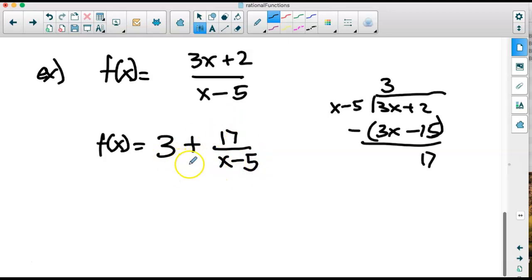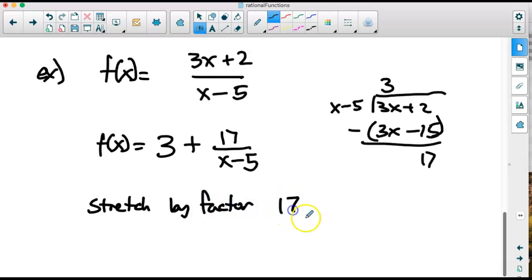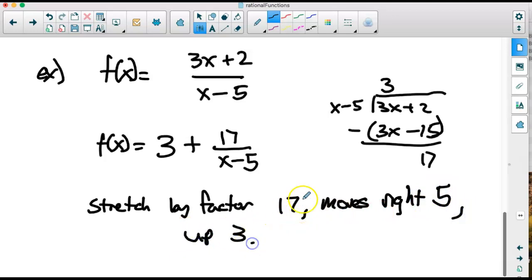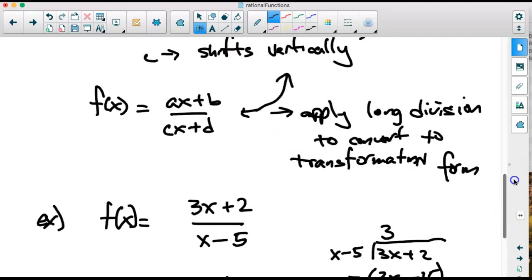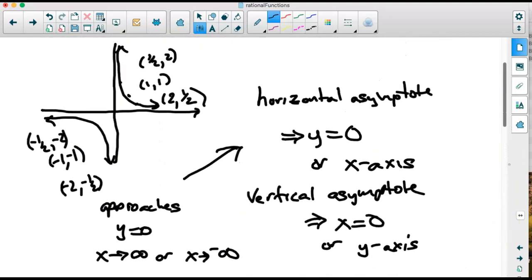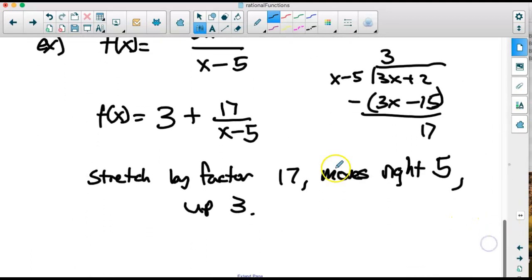Therefore, now we have it in the right form. So this is a stretch by factor 17. It moves right 5, and then up 3. So that's that transformation. That's what would occur in this thing right here. We would transform this basic graph right here by these transformations in order to get it to look like that.